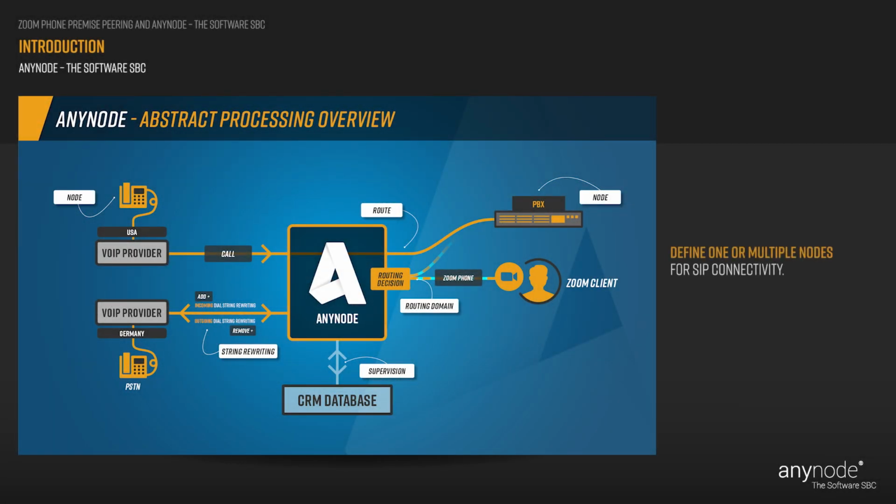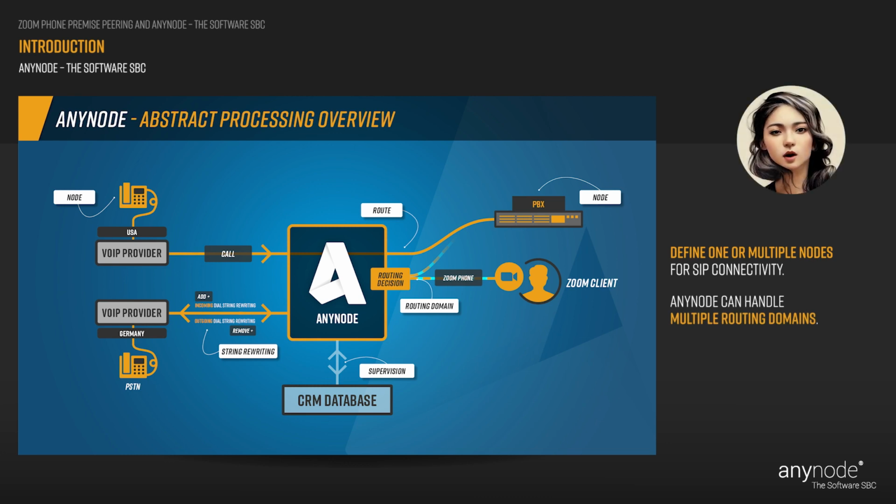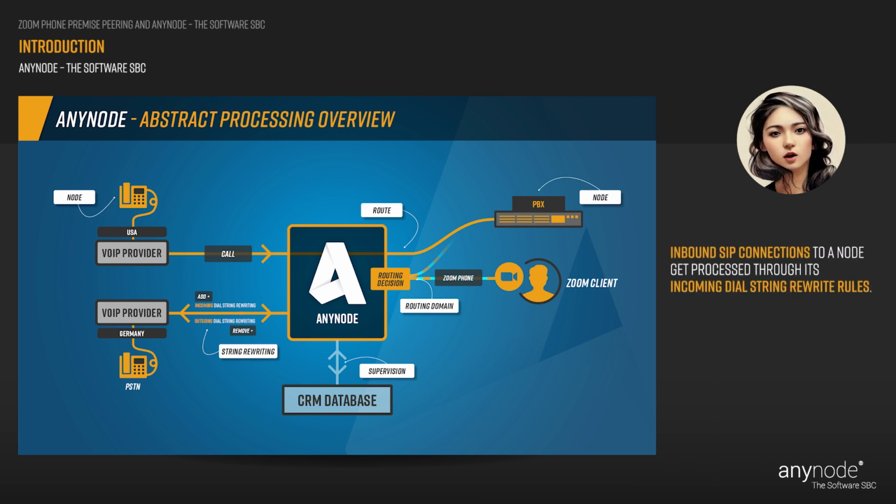Abstract Processing Overview. You can define one or multiple nodes for SIP connectivity through anynode, and routing decisions can be made among these nodes using one or multiple routing domains. While anynode can handle multiple routing domains, most standard scenarios work fine with just one. Inbound SIP connections to a node get processed through its incoming dial string rewrite rules, and specific filters and routing decisions can be defined in the routes table of a routing domain.